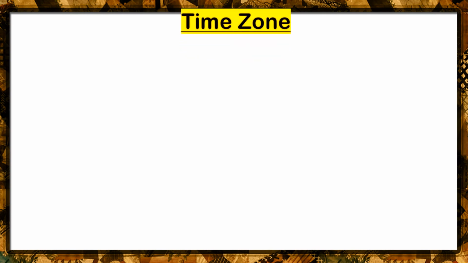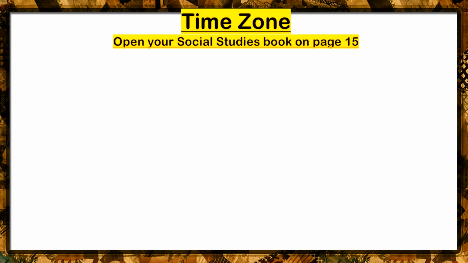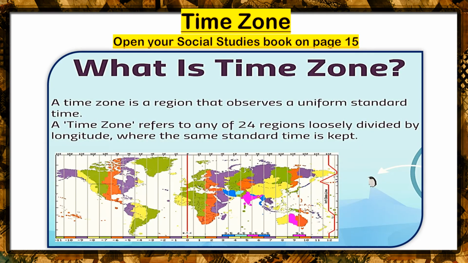Now, class, what do you mean by time zone? Please open your social studies book on page 15. What is a time zone? A time zone is a region that observes a uniform standard time. A time zone refers to any of 24 regions loosely divided by longitude where the same standard time is kept, because there is an agreement in every country, and they follow this uniform standard time.